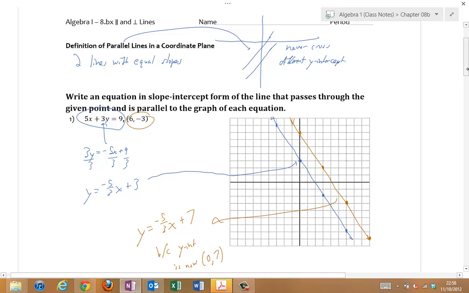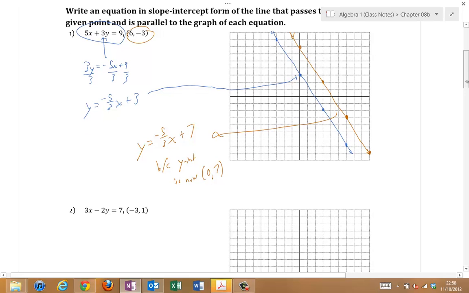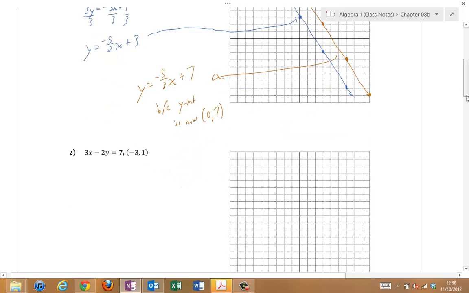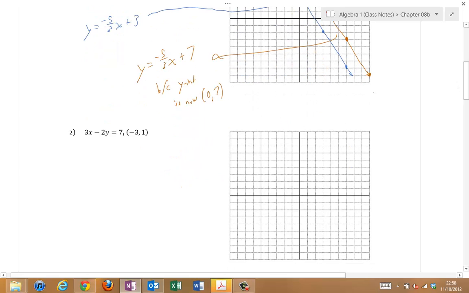So, how could we have figured that out a little bit easier than graphing it? Because graphing is okay. Well, let's go to the next one, and we're going to try to do this equation first and then graph second. Up here we did graph first and then equation second. So I'm going to take this equation, I'm going to solve it for y. Negative 2y equals negative 3x plus 7. Divide both sides by negative 2. And I have y is equal to 3/2 x minus 7/2.